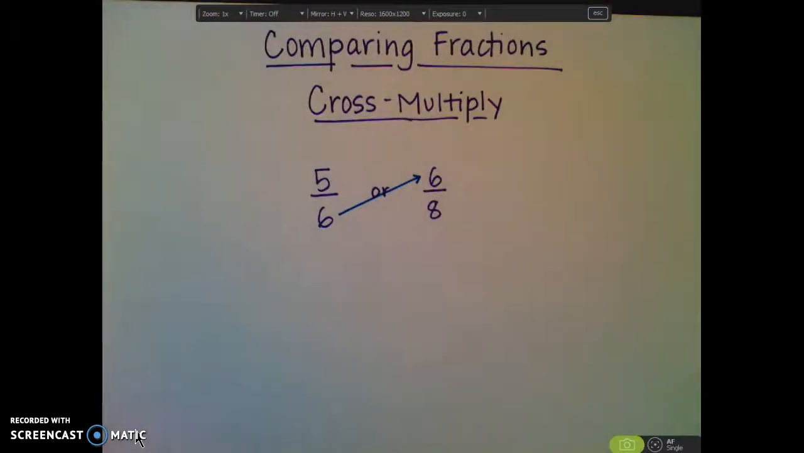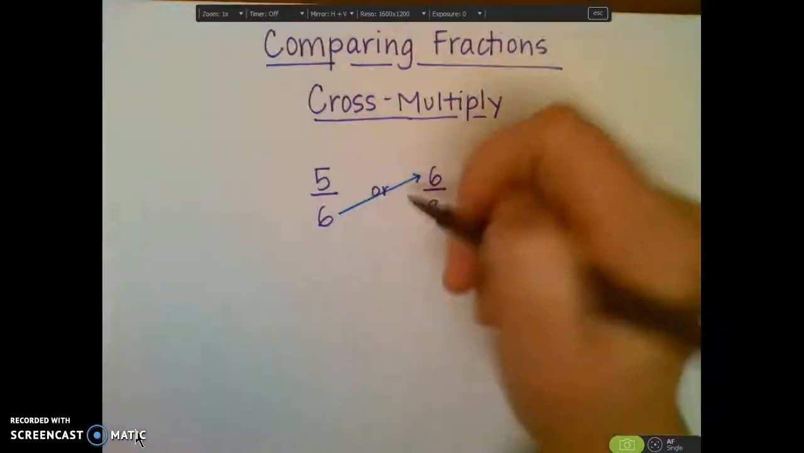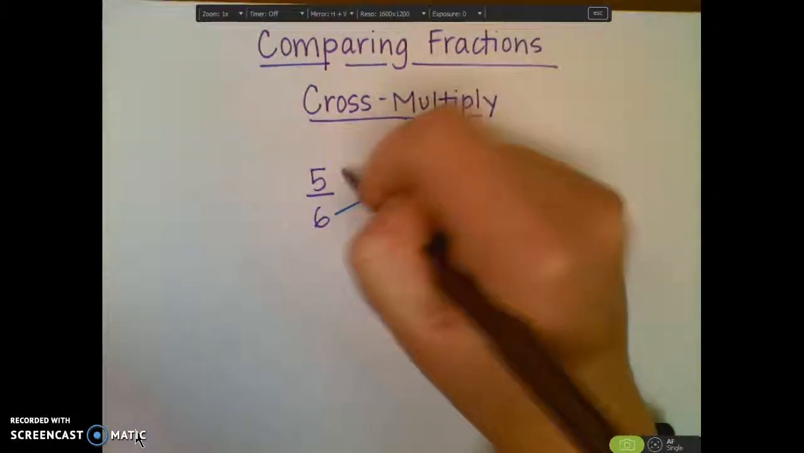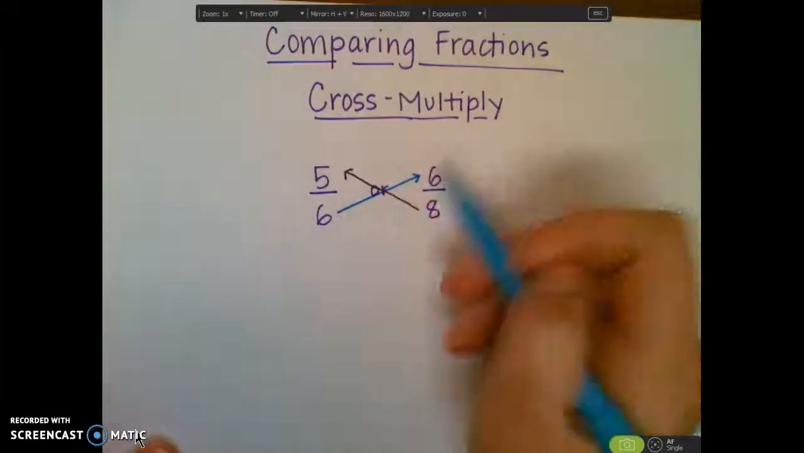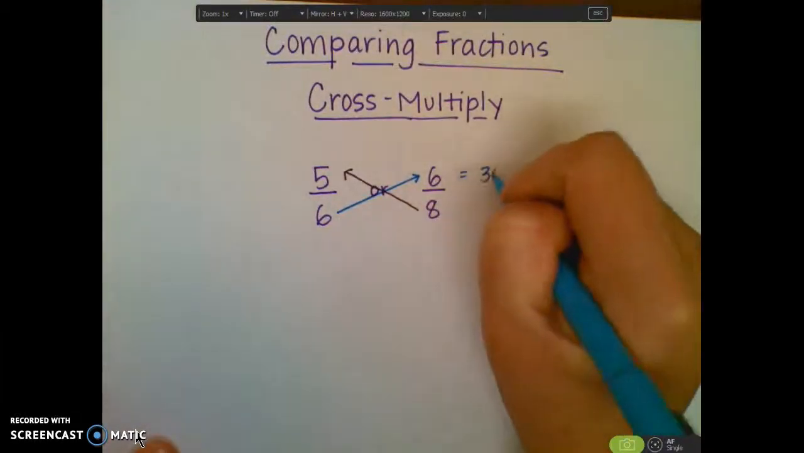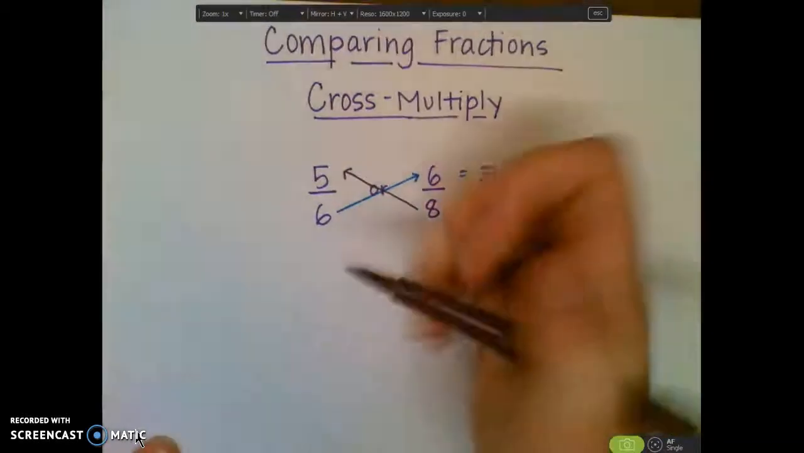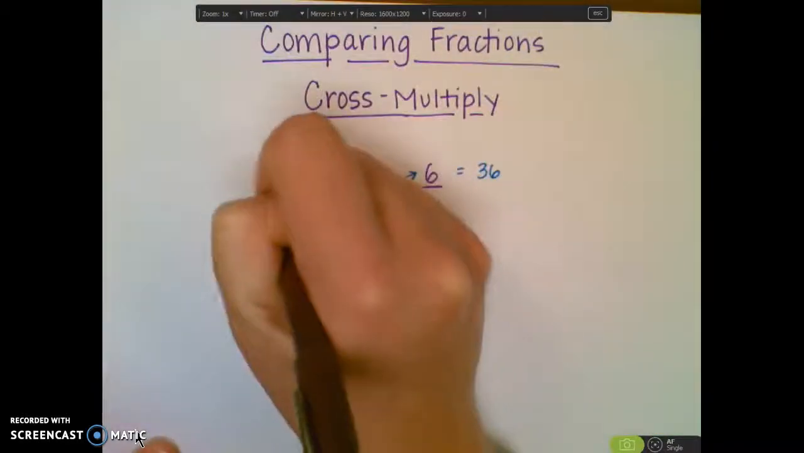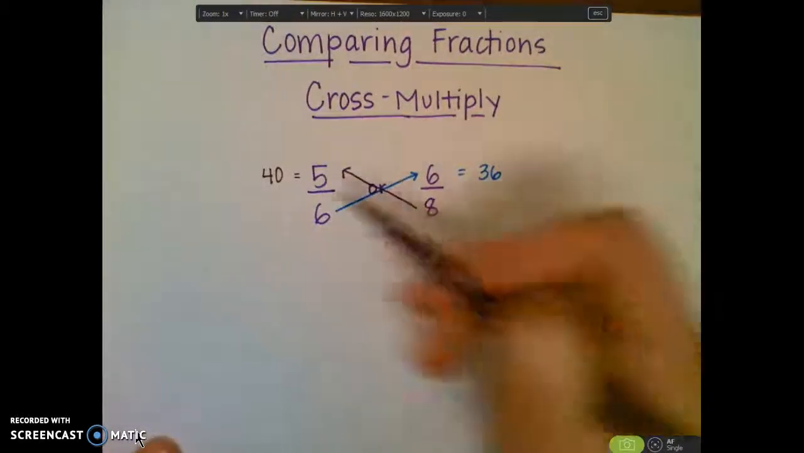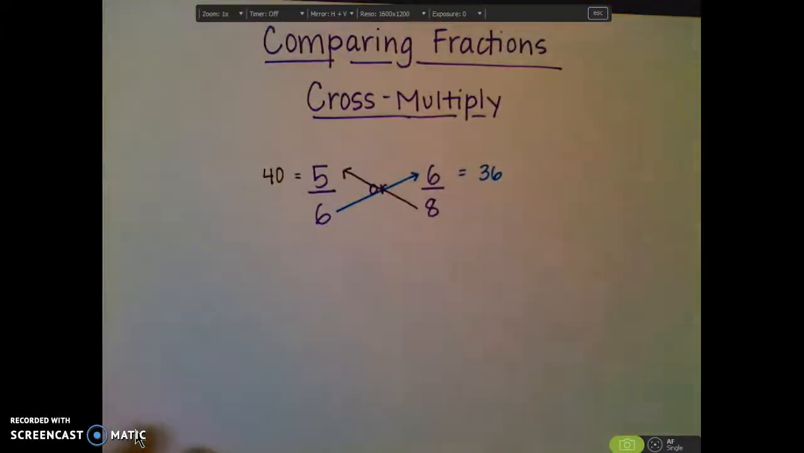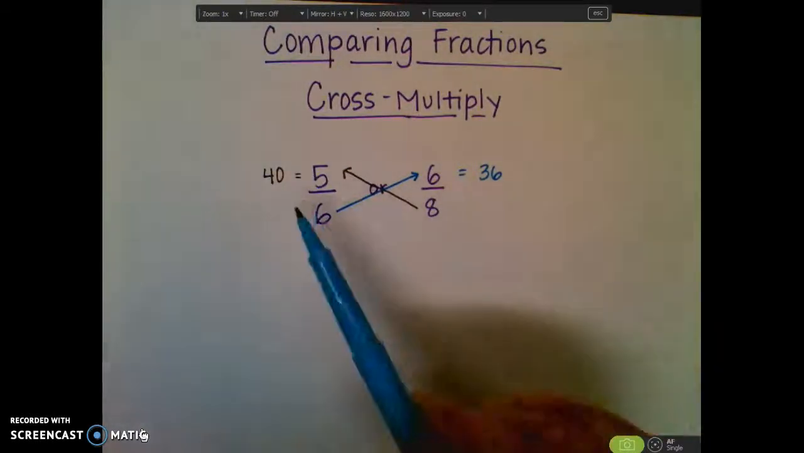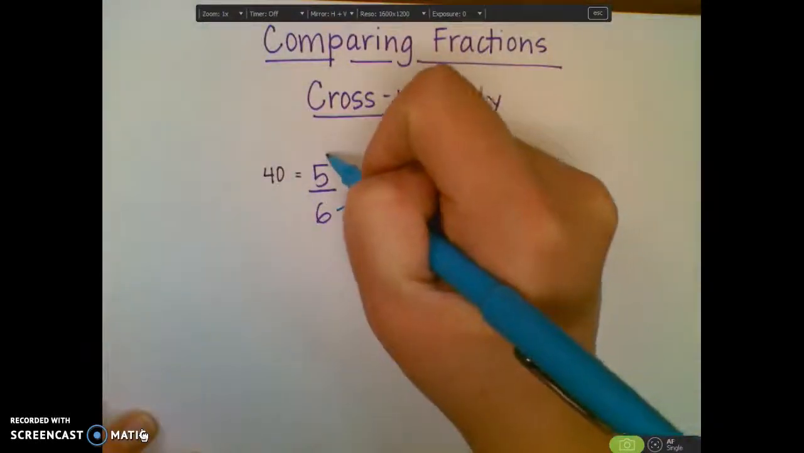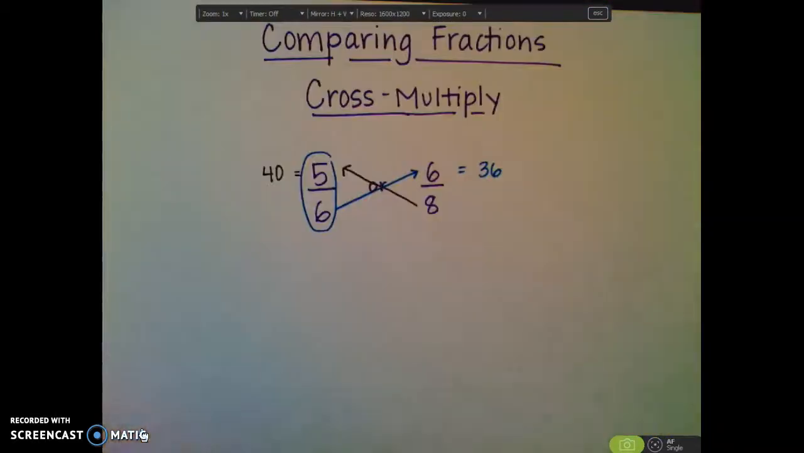So I cross-multiply. It's kind of like making an X. So here I have 8 and 6, and 8 and 5. So 6 times 6 is 36. 8 times 5 is 40. Since 40 is a larger number, okay, sorry for that interruption there. So since 40 is a larger number than 36, I know that 5/6 is the larger fraction.